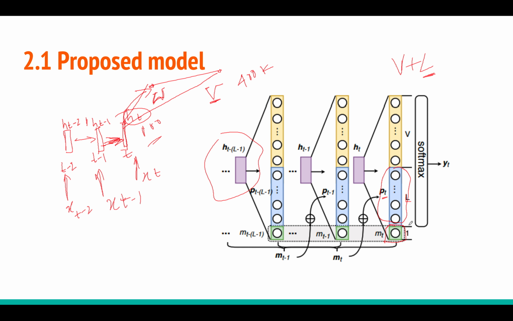This mt is of dimension 1. Basically, it is a single neuron which will help us in capturing the reoccurrence of a word. That's why it's called M, because it's memory, so it's called the memory component. We will discuss all the equations in the coming slides. But the whole idea is that this MT, the memory component, helps us use the reoccurrence of particular words, which we can use to predict at the current time step.